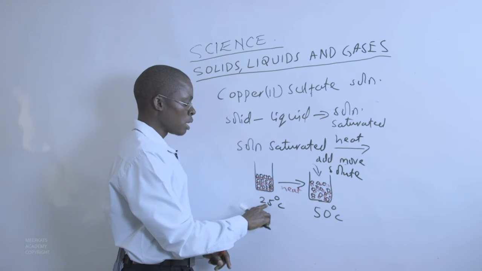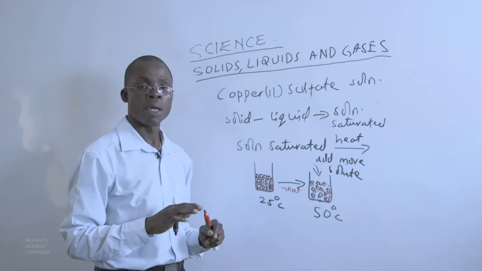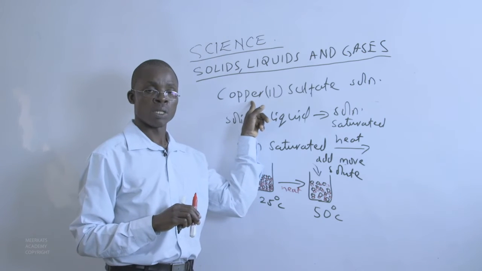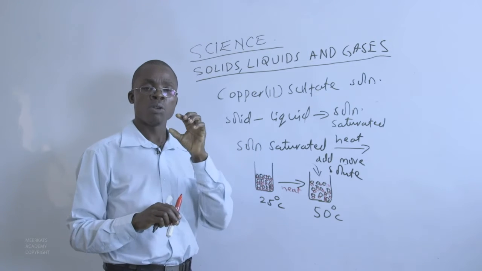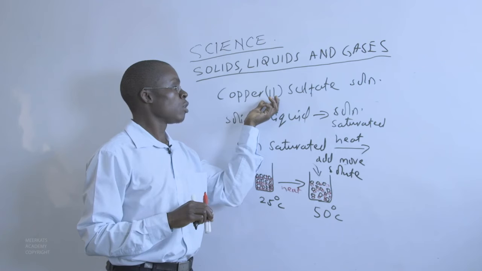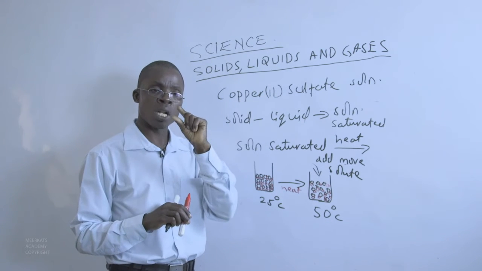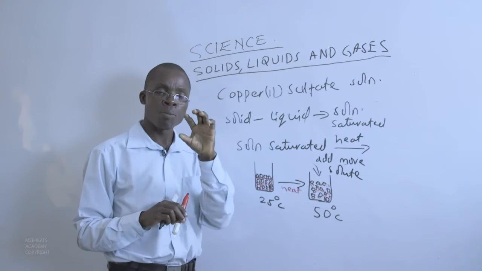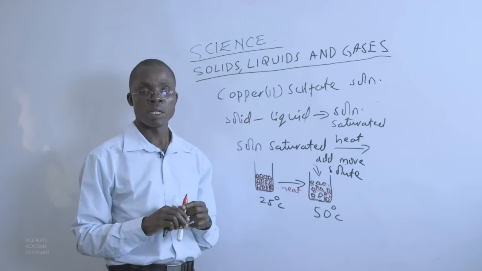It doesn't mean that if this is a half of this, then the solute must be a half. No, it varies. It will depend on the type of solute. All these solutes, or all these solids, do not have the same size of particles. So you'll find that those solutes that have much smaller sized particles, much of it will be added. But those that are bigger in size, very little amount of the solid will be added.